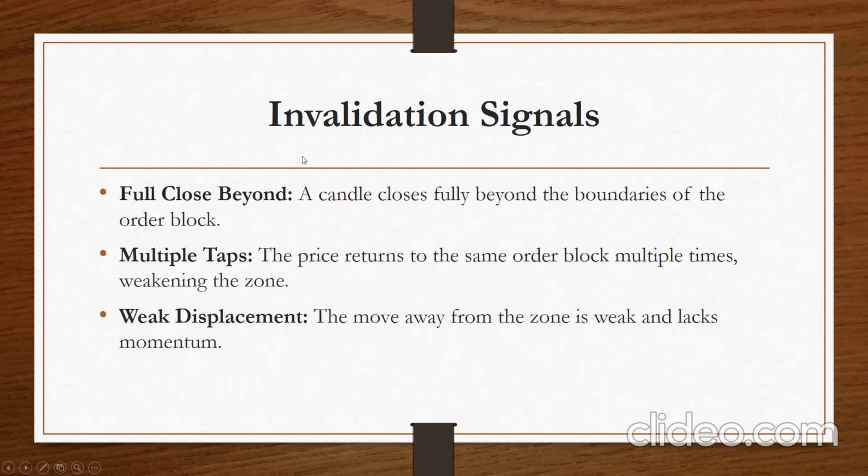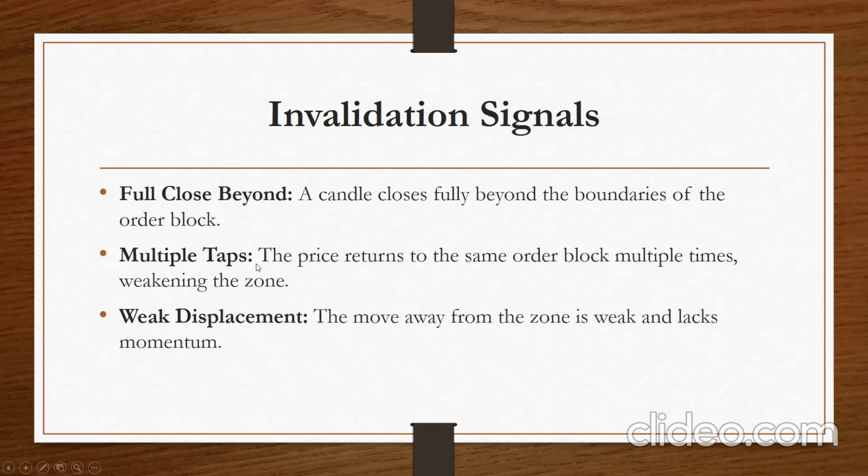Now, let's see some of the things that invalidate the order block. So if it happens that a candle fully closes beyond the boundaries of the block, the order block becomes invalid. So we are saying that when a candle penetrates the order block and then it closes above it with a strong body candle, not just a wick. If it's a wick, it is likely a liquidity sweep, but a full body candle will make it invalid. We'll try and see if we will spot some of them.